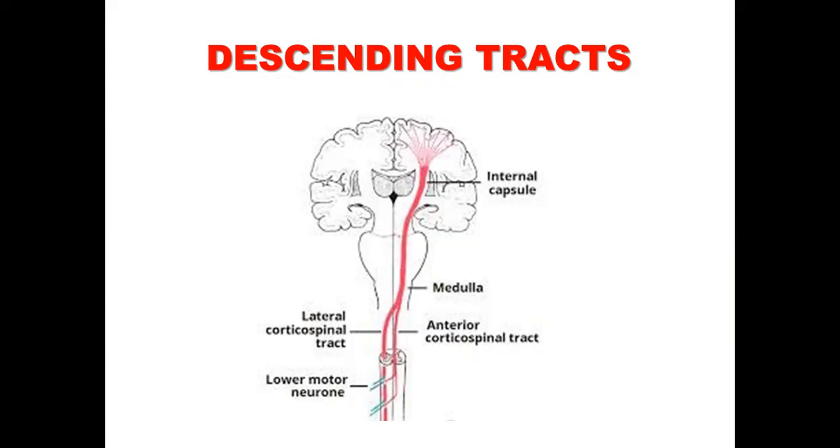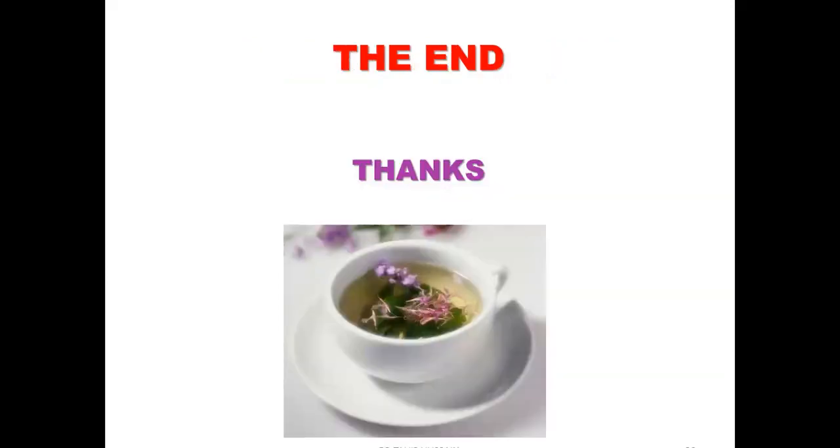For below the head and neck, they lie in the anterior one-third of the posterior limb of the internal capsule. Then they enter the midbrain crus cerebri, pons, and medulla oblongata. In the medulla oblongata is the pyramidal decussation to the opposite side, forming the lateral corticospinal tract. Some fibers do not cross; they form the anterior corticospinal tract. Both fibers synapse and end in the anterior horn cells. This is the end of our lecture.